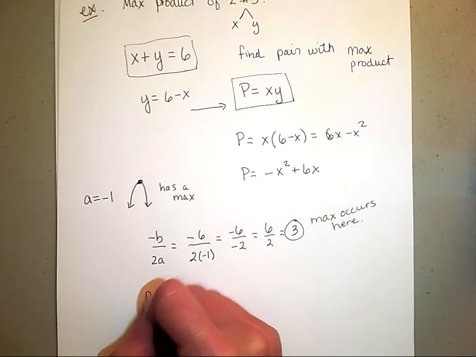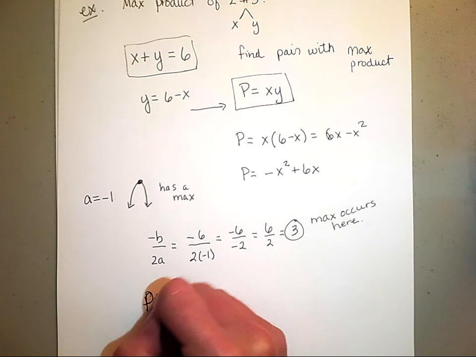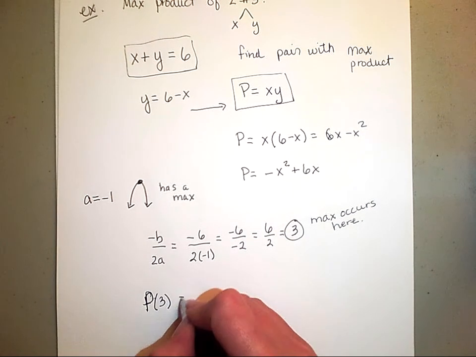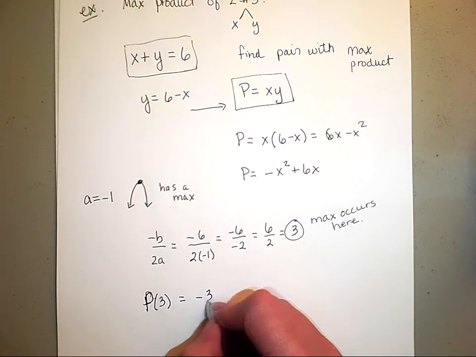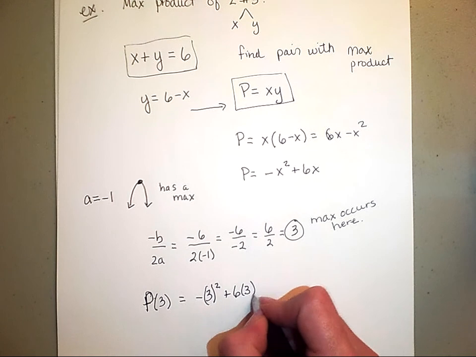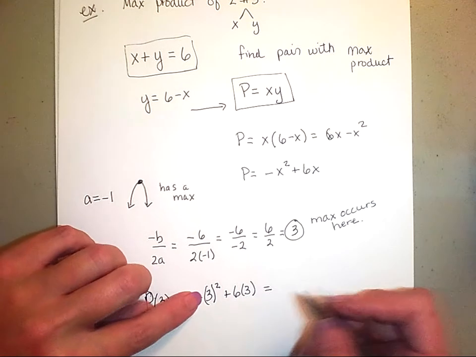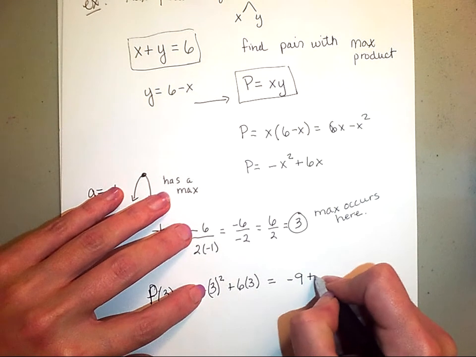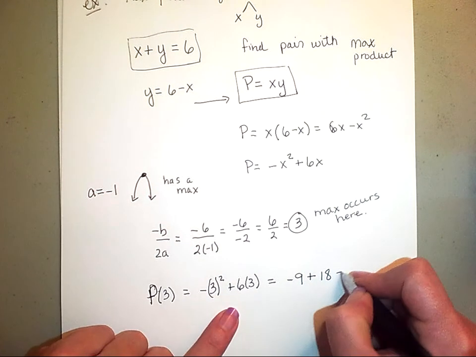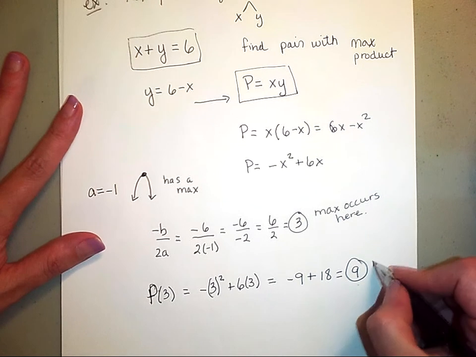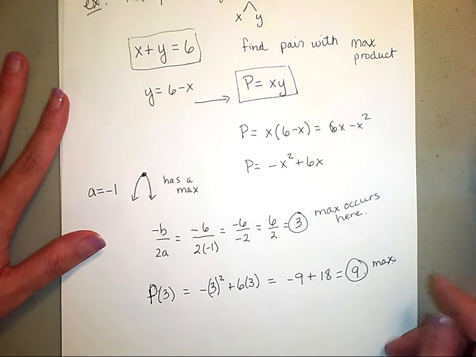Now let's find out what that maximum actually is. So we'll take the product function here and evaluate it at 3. So we'll get negative 3 squared plus 6 times 3. Now here we're only squaring the 3, not the negative, so this becomes negative 9 plus 6 times 3 is 18. So the max product is 9.